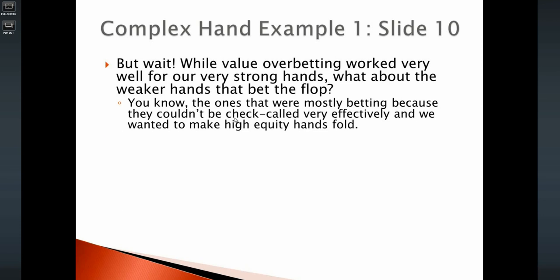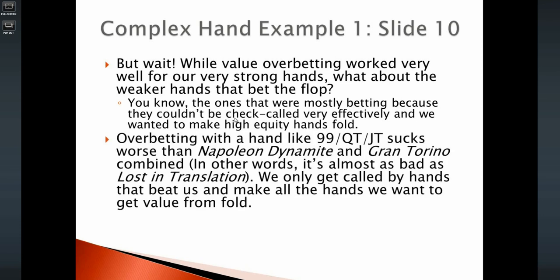Overbetting with a hand like 9s, Queen 10, Jack 10 sucks worse than Napoleon Dynamite and Grand Torino combined. In other words, it's almost as bad as Lost in Translation. We only get called by hands that beat us and make all the hands we want to get value from fold. So we know already that even though overbetting makes a lot of sense with a group of hands, if we overbet everything in our flop betting range on the turn, it's going to be absolutely terrible. It's going to be a disaster.